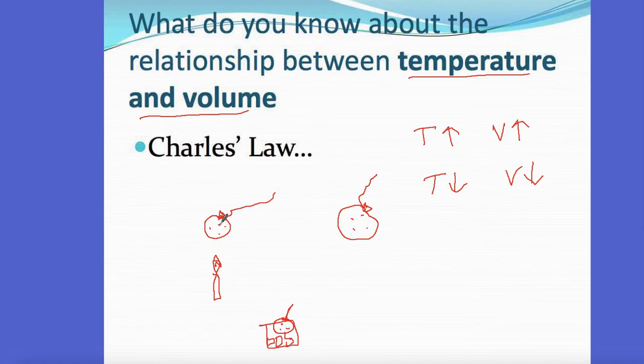Here, they're moving at a certain rate. They have a certain amount of whooshies on them, right? Here, they're moving at a rate with more energy. So they're hitting the sides of the container more and they're pushing that container apart. Here, the whooshies are moving much less. So it's not going to hit the sides of the container and it will shrink. Temperature and volume. That is what Charles's law is all about.